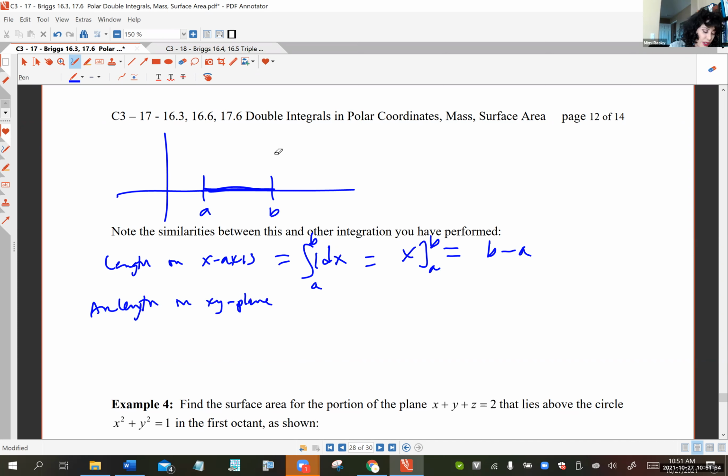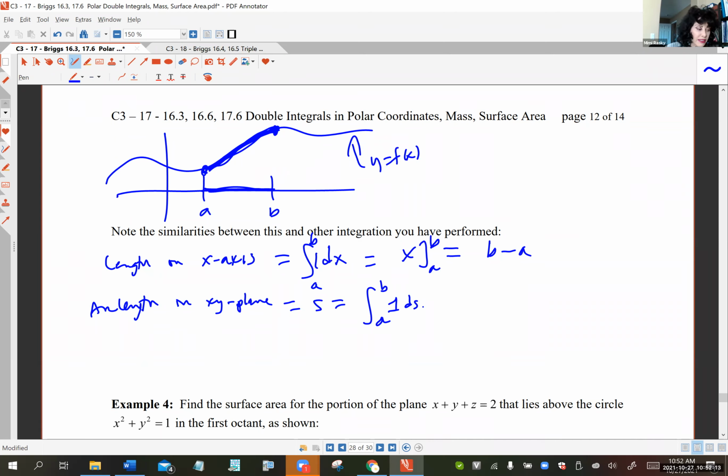And you did this when you took a Calc 2 class. Let's say you have a function here, y equals f of x, and somebody wants the length of the arc between A and B right there. We call that little s, and the arc length is the integral going from A to B of 1 ds, that means the arc length element. And the arc length element, you learn this in Calc 2, is the square root of 1 plus f prime of x squared. How about area in the plane?